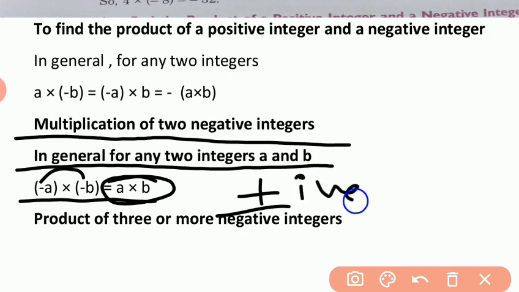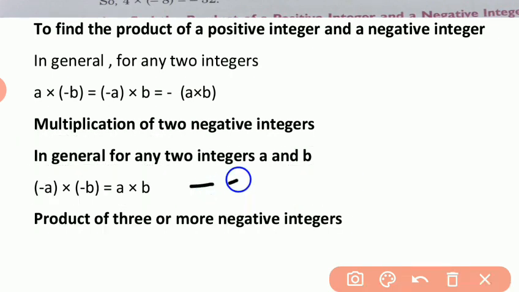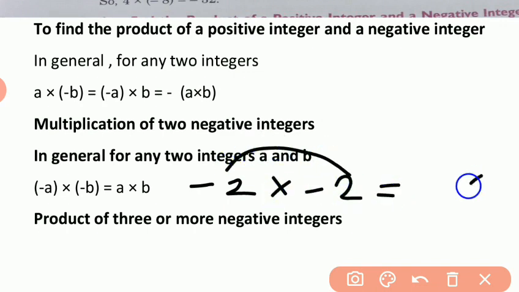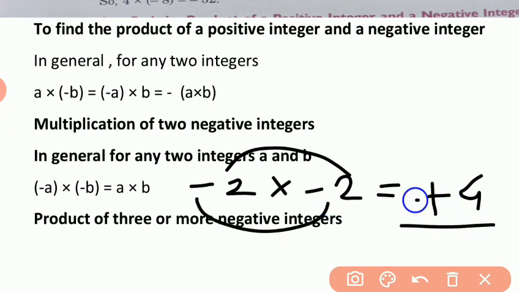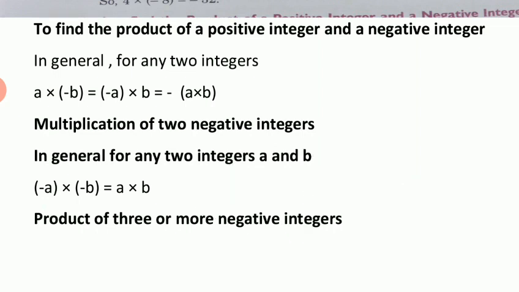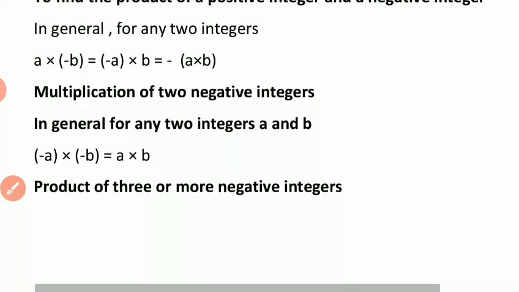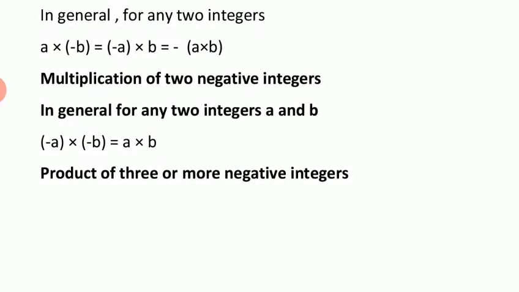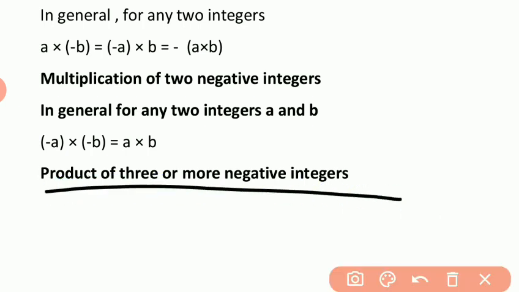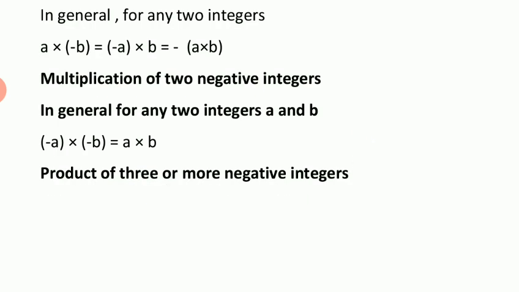For example, minus 2 into minus 2. First you multiply the numbers, 2 2s are 4, and minus into minus is plus. So you can see that if you multiply any two negative integers, we will get a positive integer. Now we'll see how to find the product of 3 or more negative integers. If 3 or more integers are given, how do we find the value?